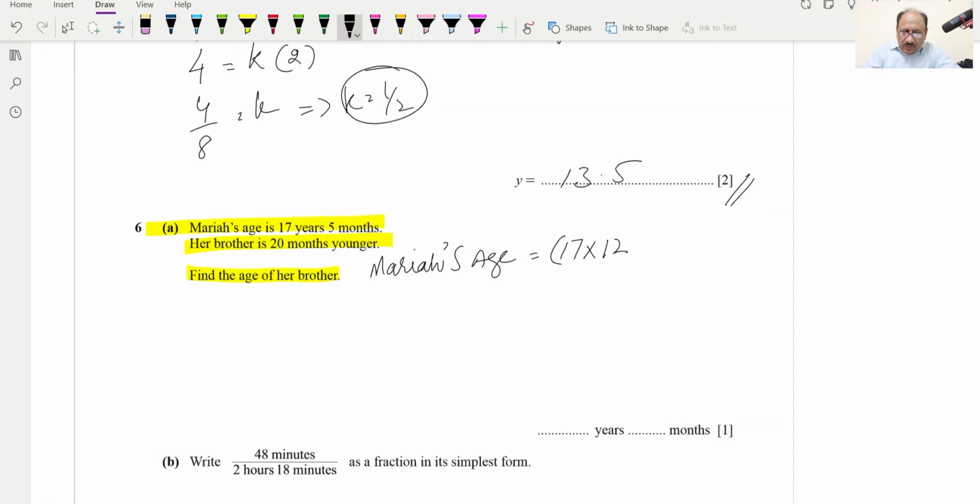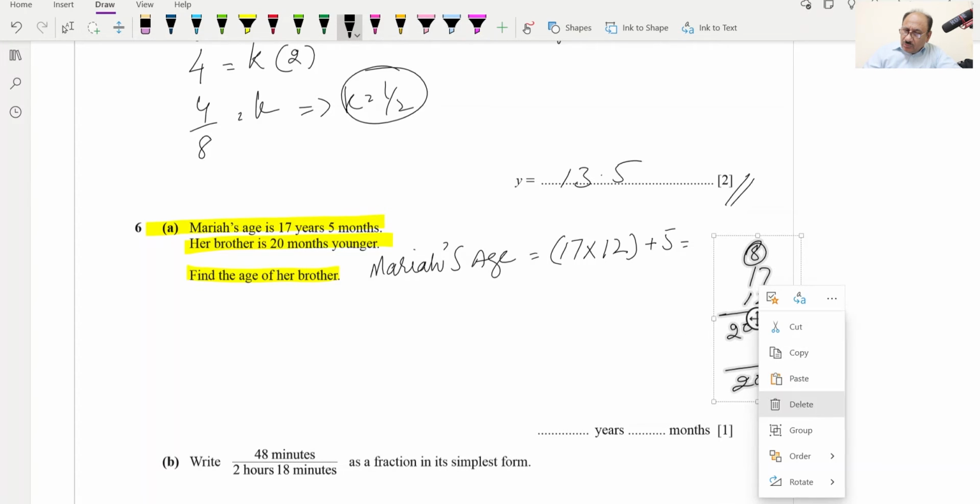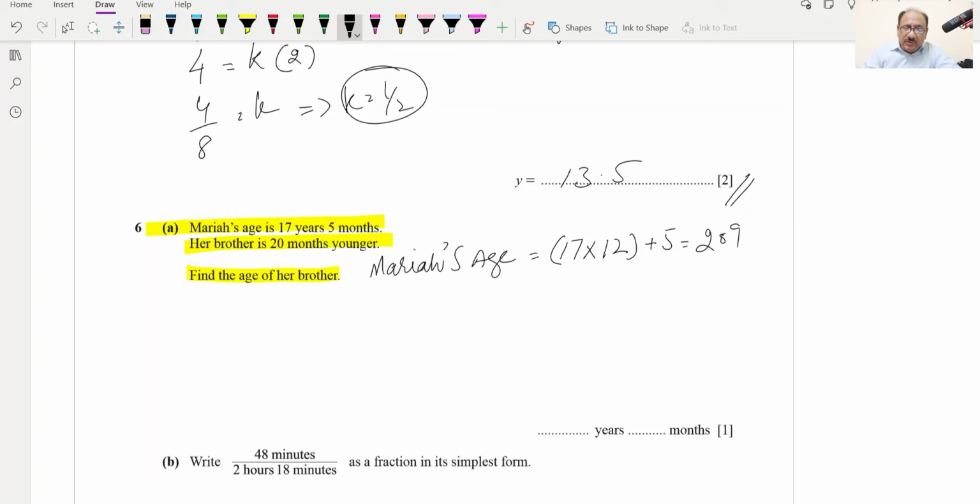17 into 12 and plus 5. So this will be equal to what? 17 multiplied by 12 will be 12 fours are 48 and 12 ones are 12, so 12 and 8 will be 204. So 204 and this one plus 5, and this will be equal to 209. So we can delete this one. So 209 we will write over here. So this is 209.